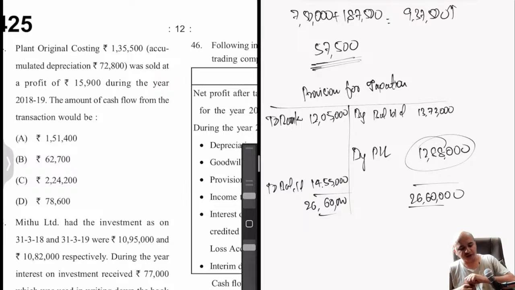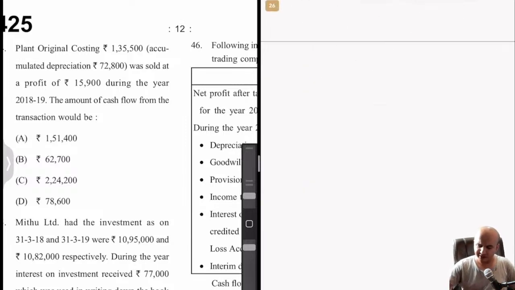Sold at a profit of 15,900 during the year. Okay, amount of cash flow from the transaction would be dash. Again, very easy question, nothing much to do here.